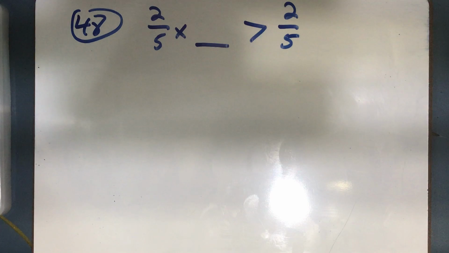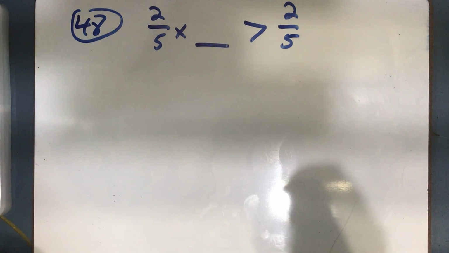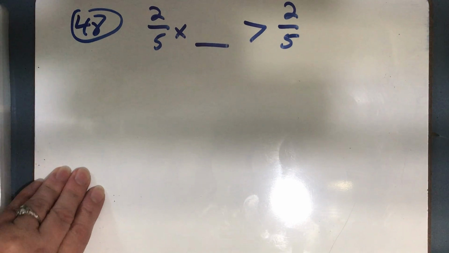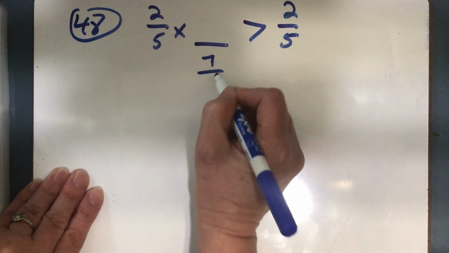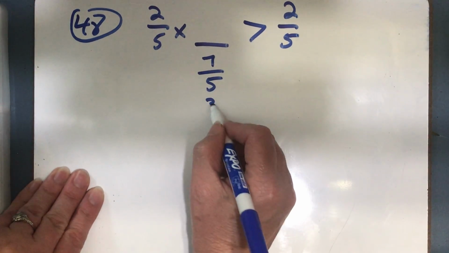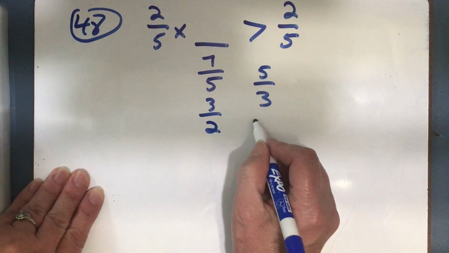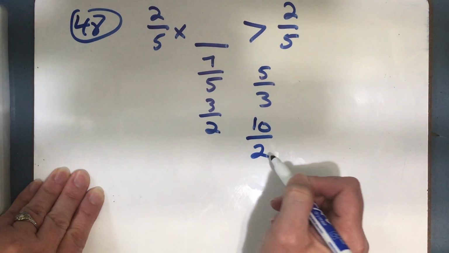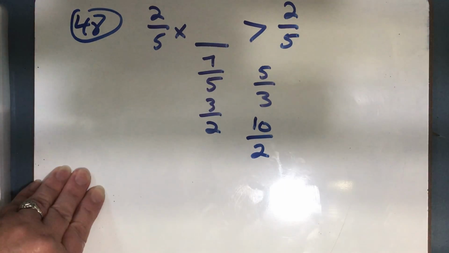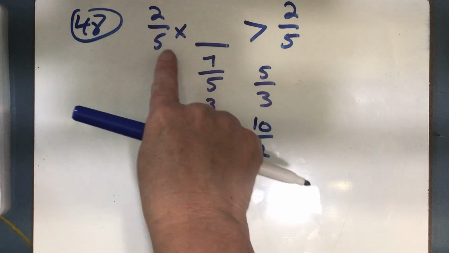I need to put a fraction in here that's greater than 1. Remember, for a fraction to be greater than 1, the numerator is greater than the denominator. So I can say 7/5, or I could say 3/2, or I could say 5/3, or 10 halves. Any of those would make this a true statement.